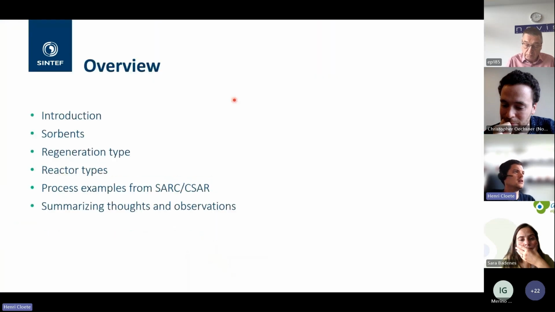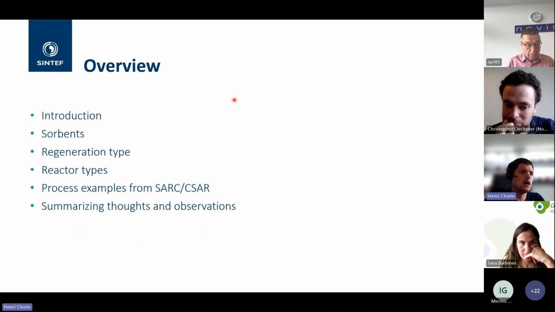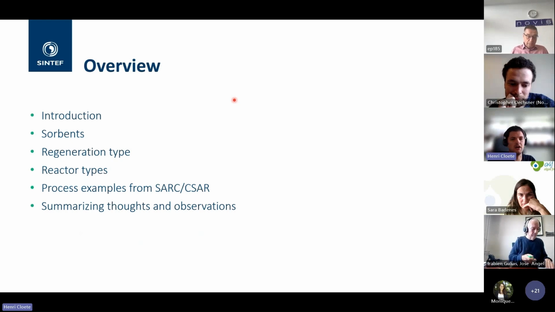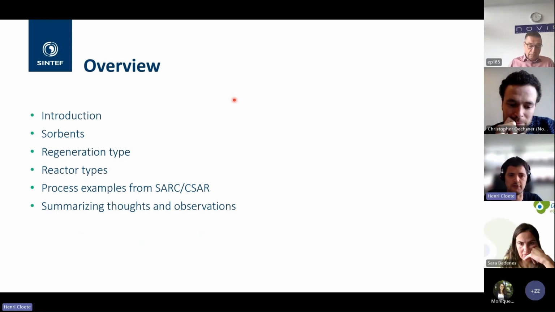Okay, so to just give a short overview of what I'll be discussing, I'll start with a short introduction to what adsorption-based CO2 capture is, and also a broad overview of the general advantages and shortcomings of it. And then I'll look into 3 different categories that can be used to divide different adsorption-based technologies.